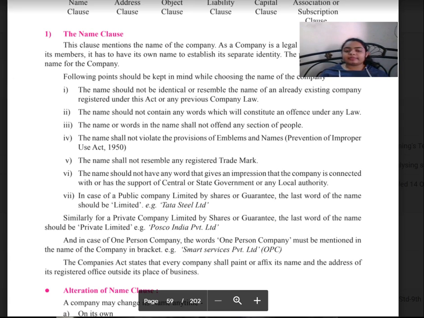Example, Tata Steel Limited. Then if it is a private company, in that case it shall have Private Limited written. Then if it is a one person company, it shall have OPC in brackets, and the name shall be properly painted or affixed at the registered office and outside its place of business. So this is about the name clause.